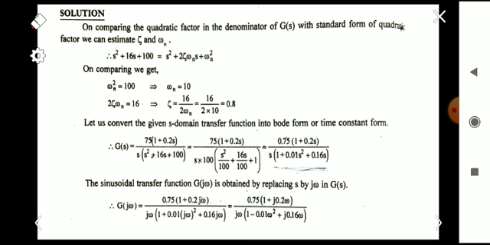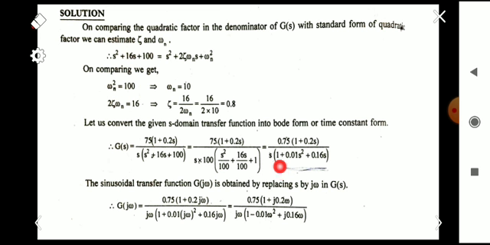To make that, we take 100 outside, so it becomes 100 into (s²/100 + 16s/100 + 1). This 75 by 100 we know as 0.75. So the function becomes 0.75(1 + 0.2s) / (s(1 + 0.01s² + 0.16s)).